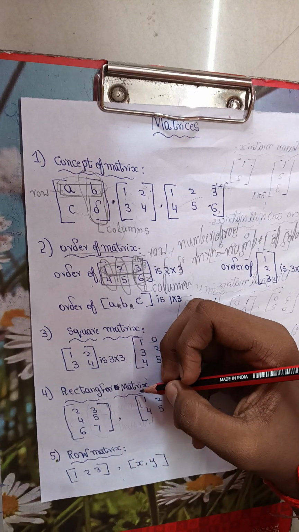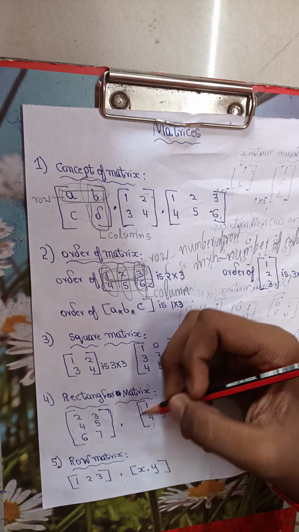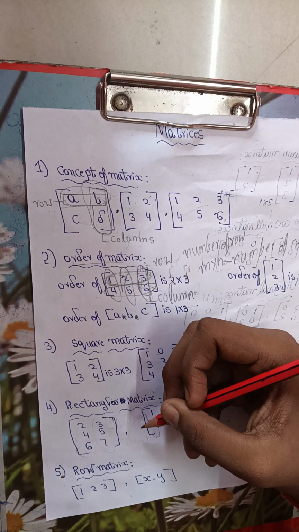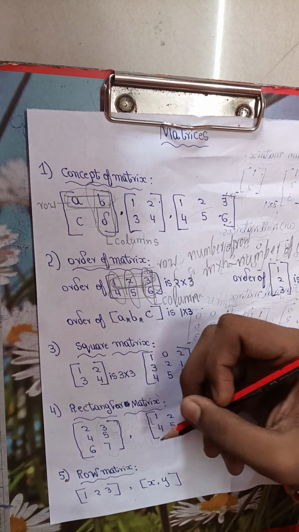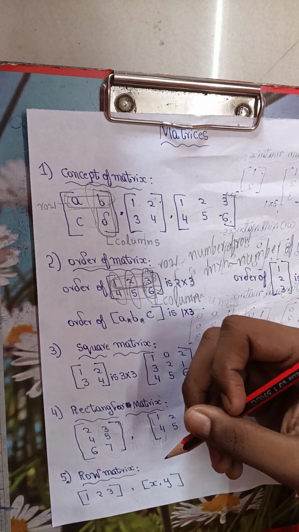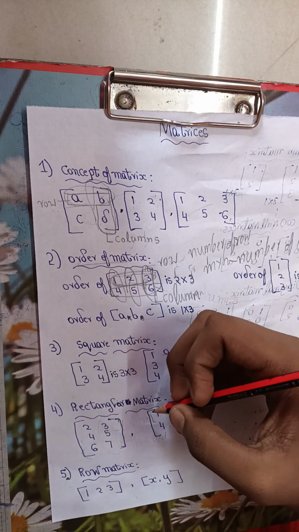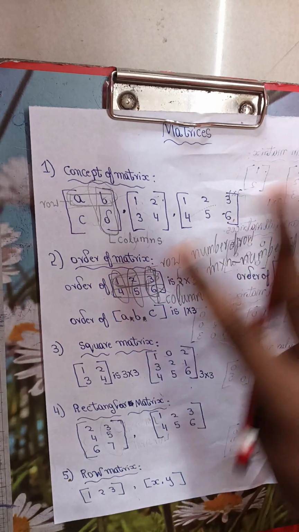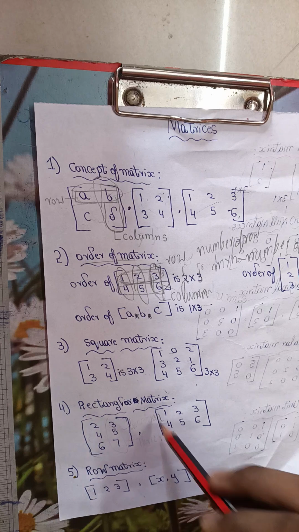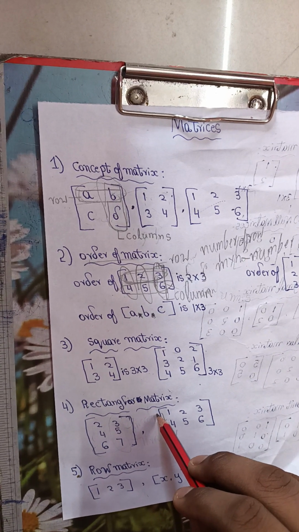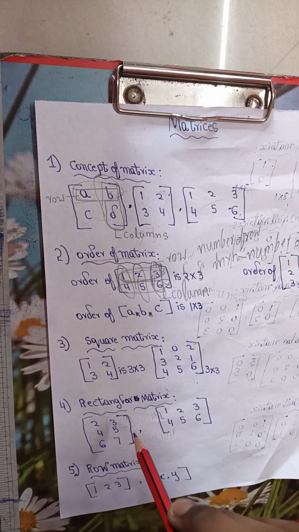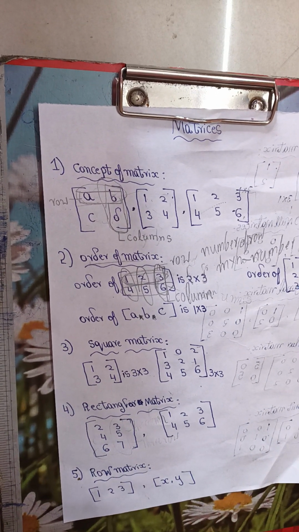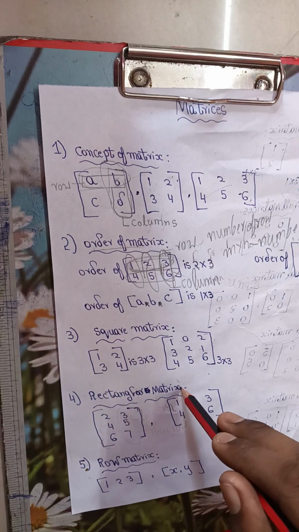And let's talk about rectangular matrices. A matrix is called a rectangular matrix if the number of rows and columns in the matrix are not equal. Before, in the square matrix, our rows and columns were equal. But in rectangular matrices, rows and columns are not equal. Then it is called a rectangular matrix.